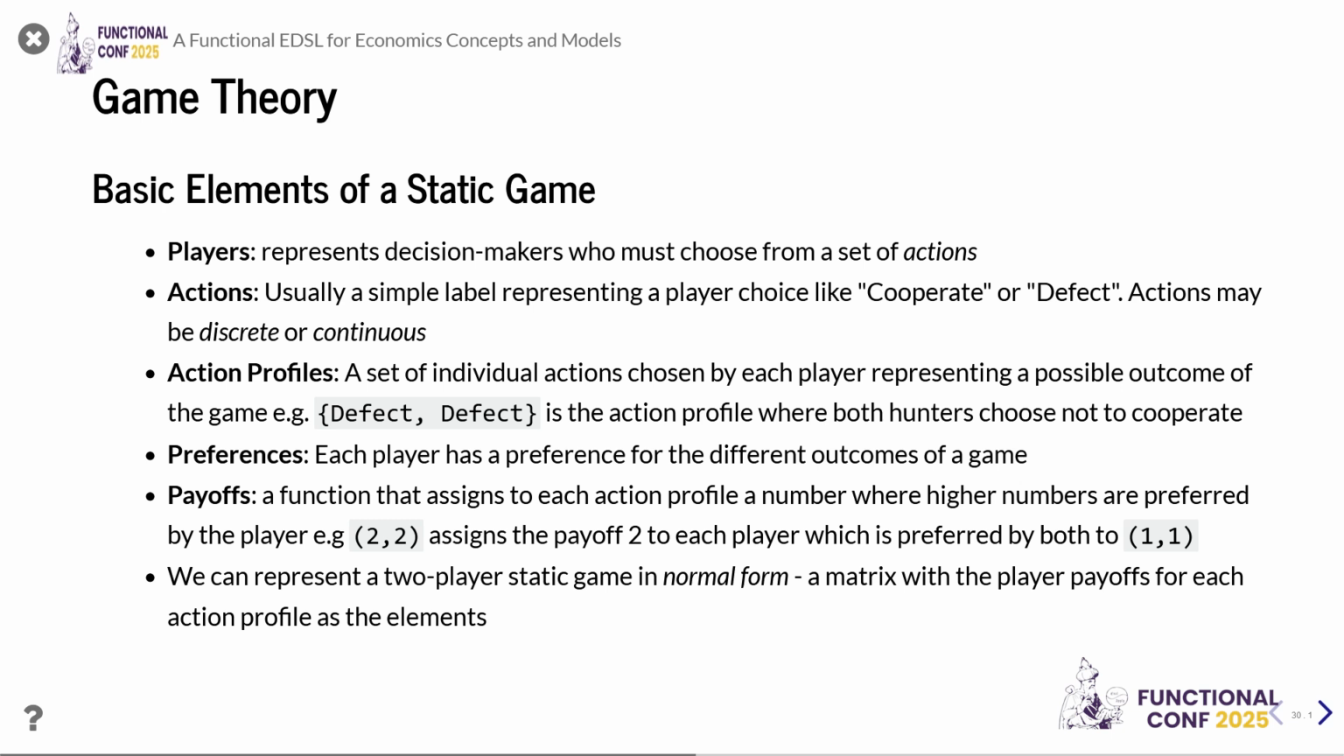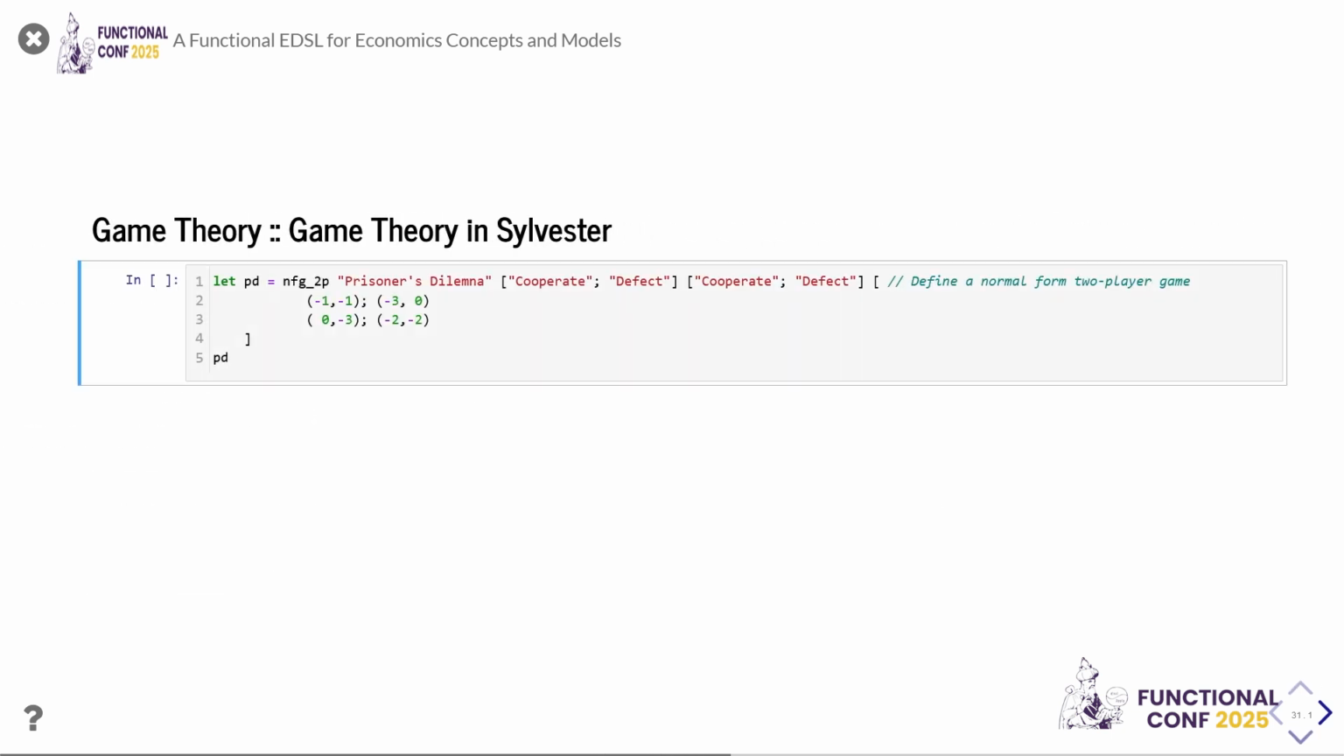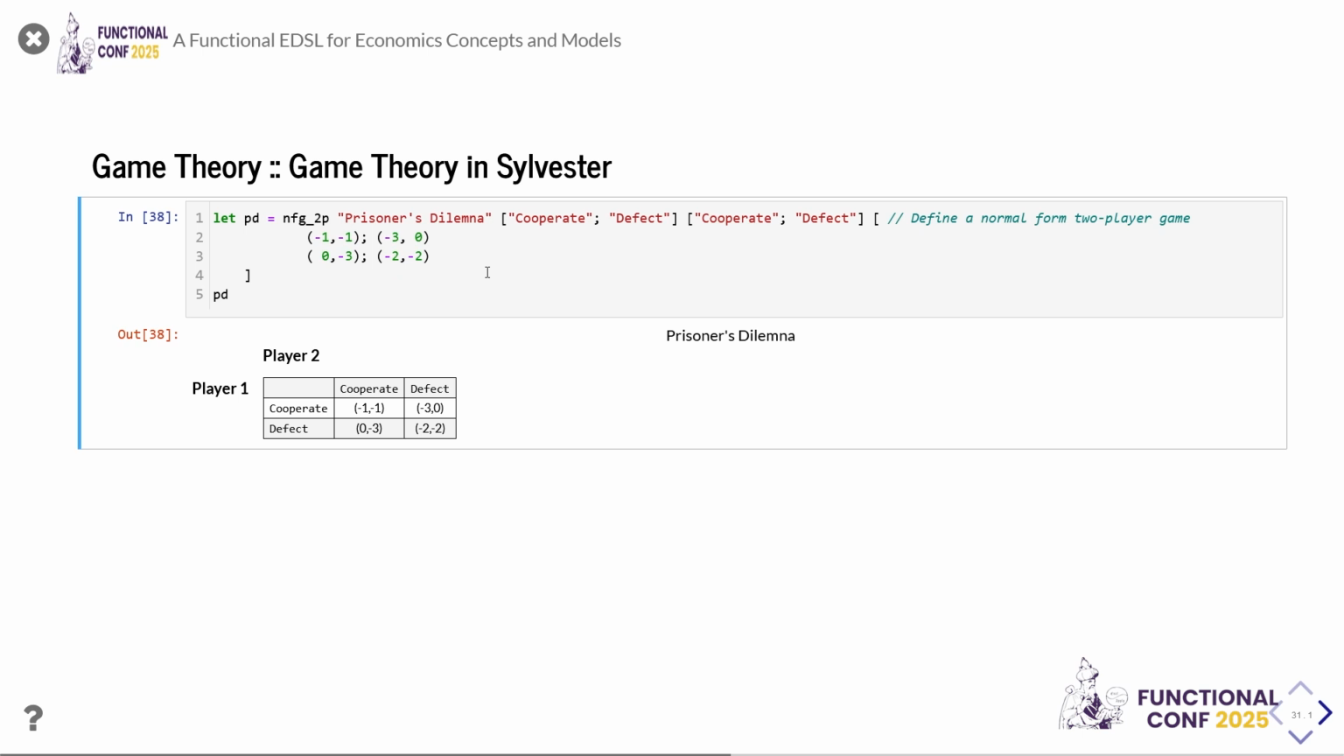Okay, and you can represent this game in what's called normal form, which is a matrix form. So we can look at how we can represent this game in Sylvester. So here, this game is called prisoner's dilemma, just like how our arms race was. This is the most common type of static two-player game, and we can represent this pretty easily in matrix form in Sylvester. Okay, so that's basically our game.